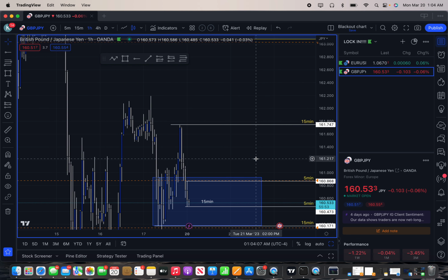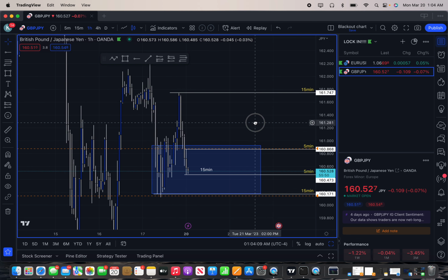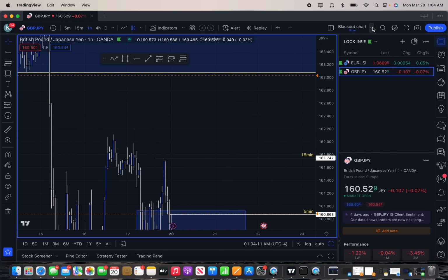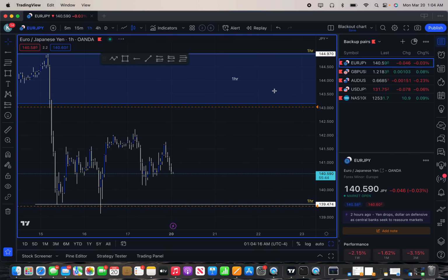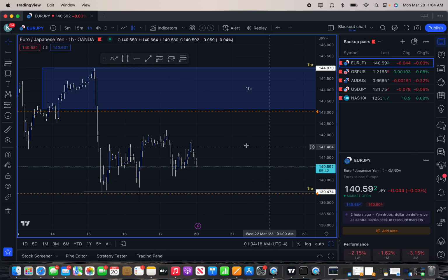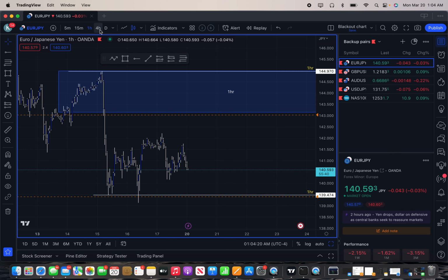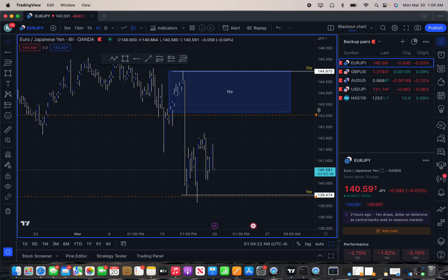So these are the two that I'm locked into, that I see opportunities on tonight or soon. These are my backup pairs. These are basically ones that aren't in an opportunity zone. They're just kind of flowing, right?